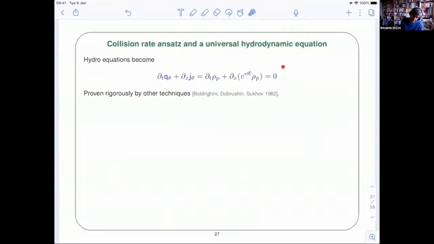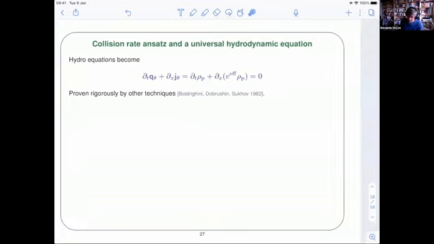And this hydrodynamic equation actually has been proven rigorously in 1982 by these people using different techniques. So not using this kind of naive technique that I'm talking about, using different techniques. So this is actually a correct hydrodynamic equation that occurs at large scales with initial statistical distribution. Okay? And follows from this collision rate ansatz. Questions about this?